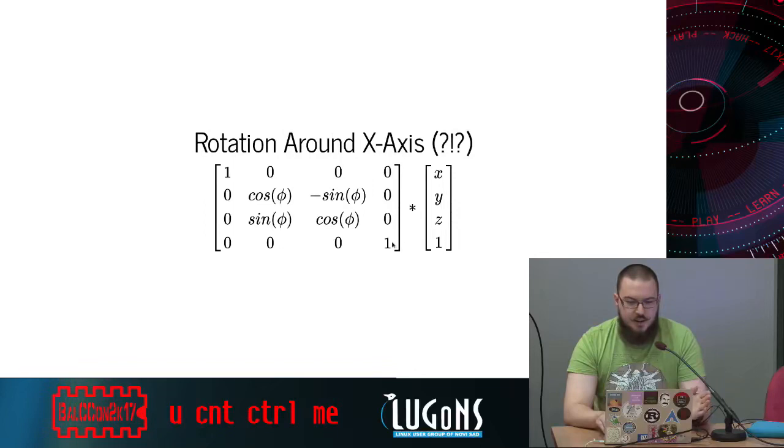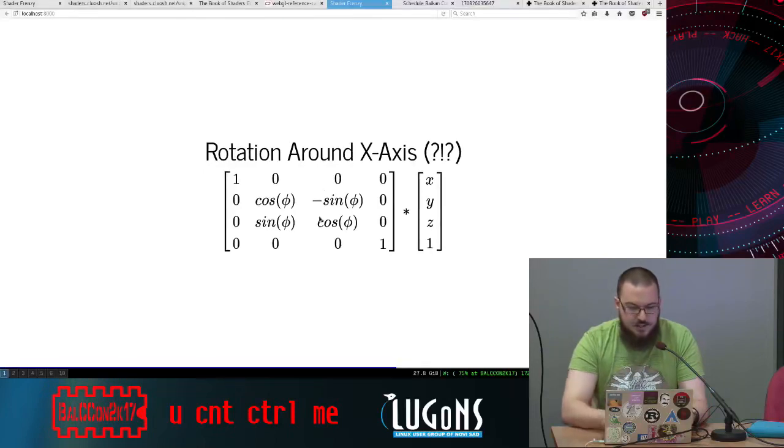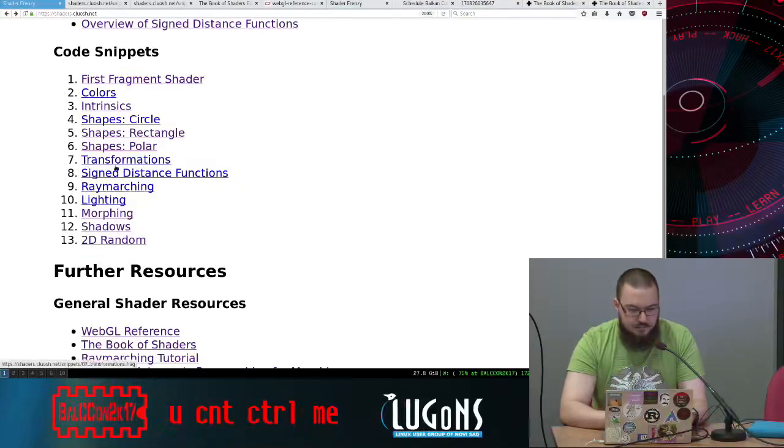So I think the hardest part are the rotation matrices. I'm not going to explain how you get to this matrix, but it's there, and you have 3 different matrices for x, y, and z axis. And you can use this to do transformations. So let's get to the transformations snippet.